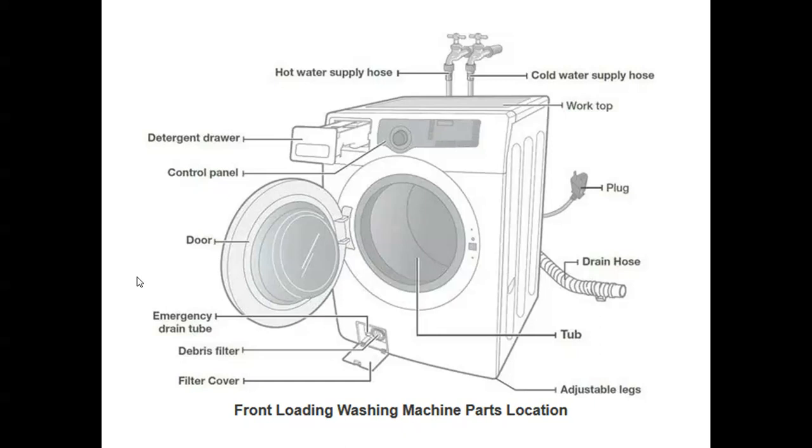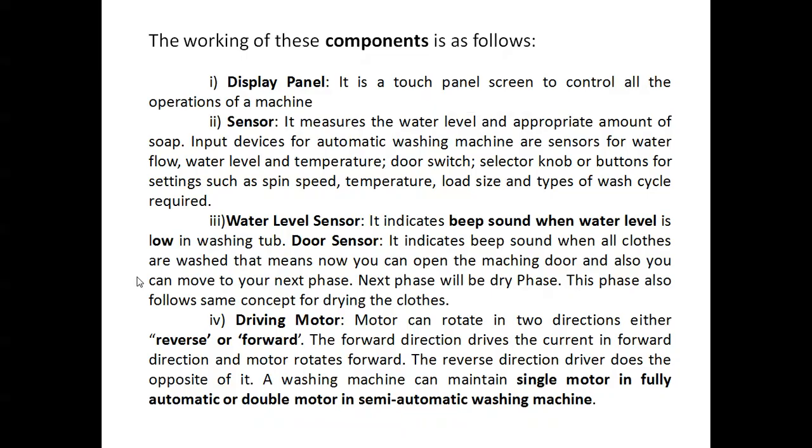Most people use the washing machine and know how the functions work. The working components are the display panel, sensor, water level sensor, and driving motor. The driving motor works in both forward and reverse directions. Is it a single motor in fully automatic, or a double motor?